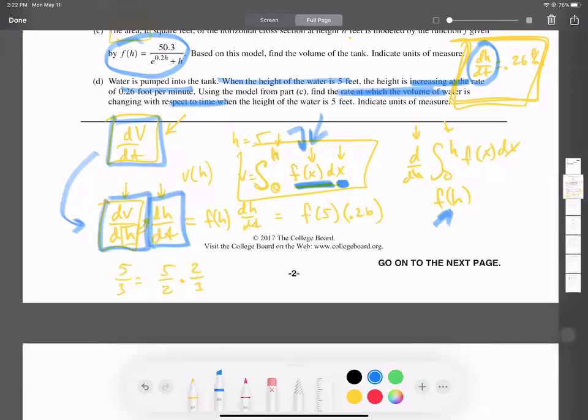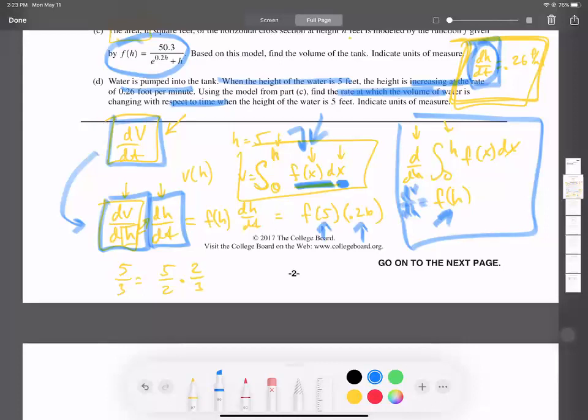This was given by taking the derivative right here, the fundamental theorem of calculus, which told us that our dV/dH was going to be f of h. We were given up here dH/dt, which was 0.26, and then we just plugged it in. Okay. Next question. Or any clarifying questions on this one?